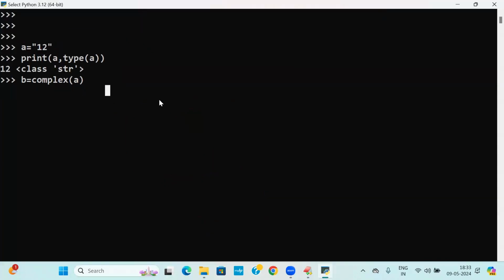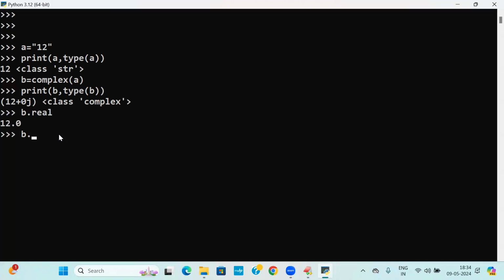Understand, students? Right. See, students, come back to the point. See this B type. It is called 12 plus 0j. How do you get this 12.0? B dot real. B dot real. B dot imag also prints 0.0. Easy or not? Simple.